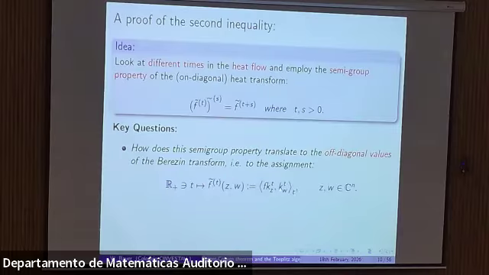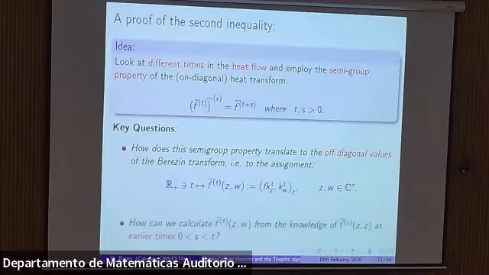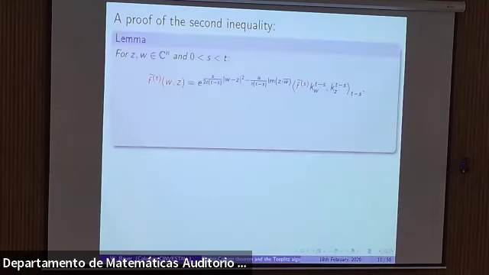So what does it mean for this function here? And more generally, can we in a way calculate this function here if we know the heat transform of f at an earlier time on the diagonal? We want to extend this off-diagonally. And the answer is yes, it must be possible because all information on the operator is in that function and also in that function, so there must be a way to come from one to the other, and here's the formula.